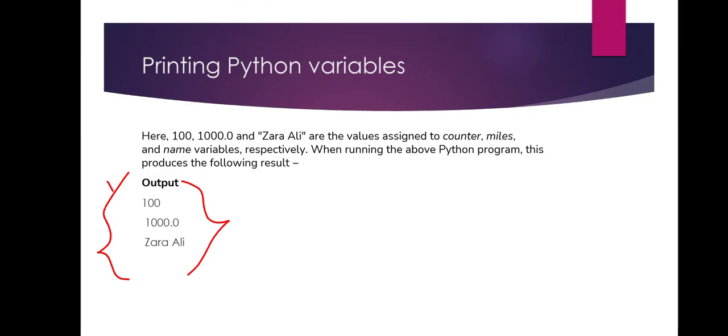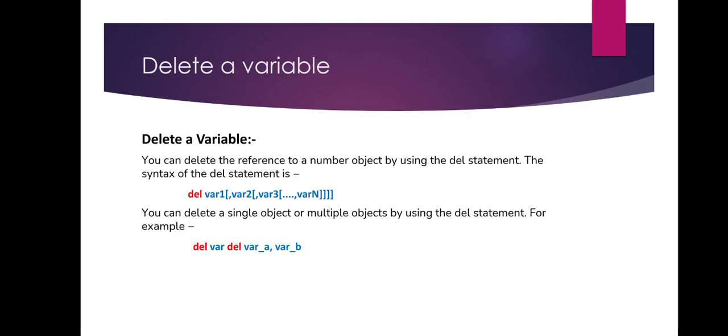Now we will see deleting a variable. How do we delete a variable? In previous steps, we first created Python variables, and then studied how to print them. Now the task is how to delete a variable. You can delete the reference to a number object by using the del statement. In the last step we used the print function for printing, and to delete a variable we will simply use the del statement.